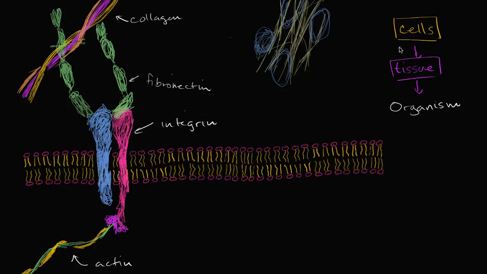How do the cells get together, coordinate, and structure themselves to form me or you? And the answer is, or at least it involves, something called the extracellular matrix. Extracellular matrix.